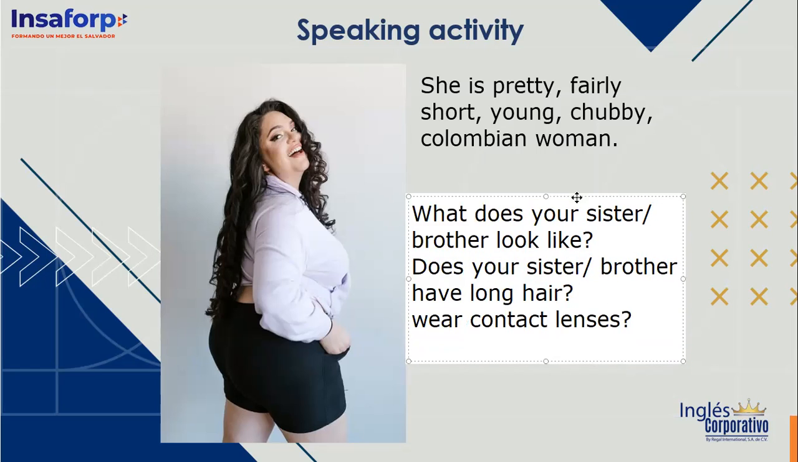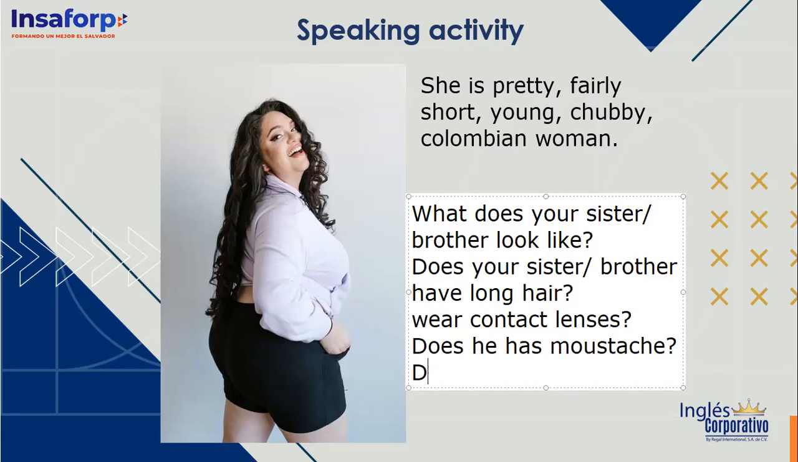So the first one is general appearance. The next one is a yes, no question. Does your sister or brother have long hair? And does your sister or your brother wear contact lenses? You can use another question, that he has a mouth, for example. Does she have curly hair? So you can discuss this question with your classmates. Are you ready? Is it clear what we are going to do? We have 6 minutes to complete this activity.